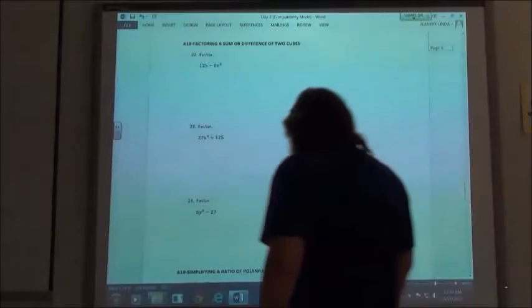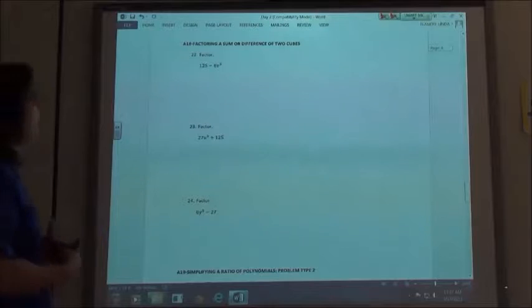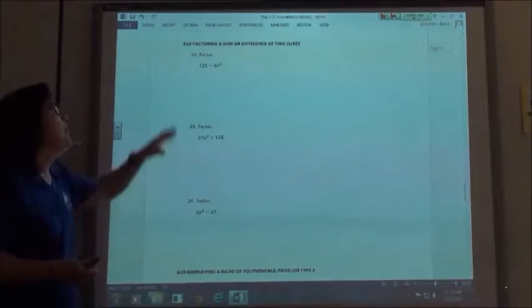The next three are factoring the sum or difference of cubes. Again, this is one I would probably go to the resources, look for A18 and print out the formula. On ALEKS, they do have the formula, but they don't really explain the formula. And so here's what we do when we factor cubes.